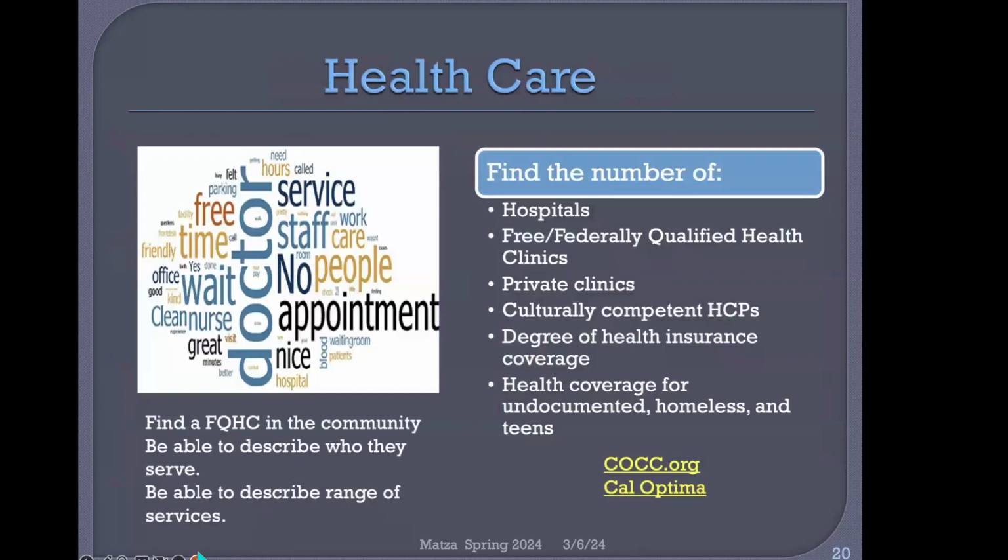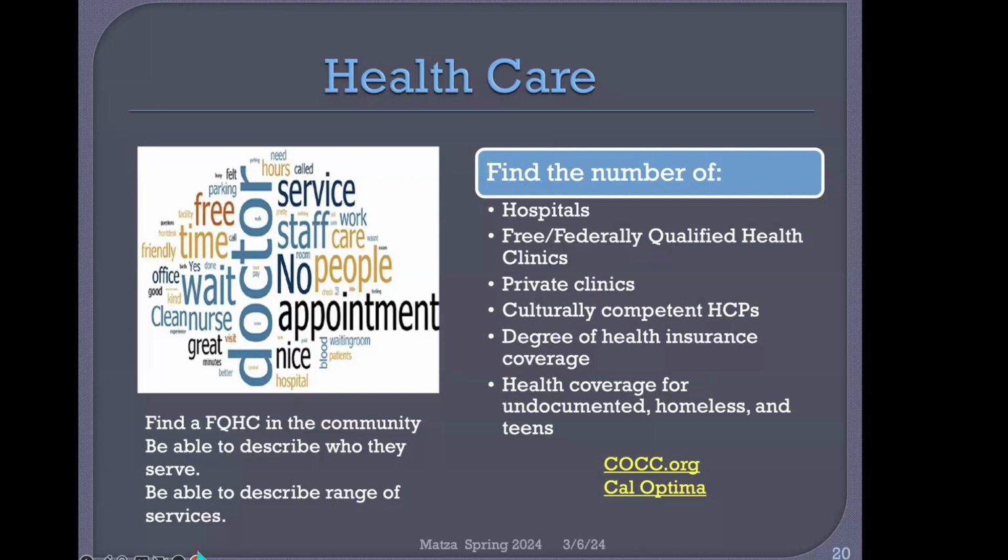Healthcare. For this slide, you will find a federally qualified health clinic in the community. You will describe who they serve, describe the range of services. Then you will find the number of hospitals, the number of clinics and private clinics. There might be culturally specific clinics, like in Santa Ana, they have clinics that are written in Spanish language. So that would be like a culturally specific clinic. You will find some information about health coverage in that city.